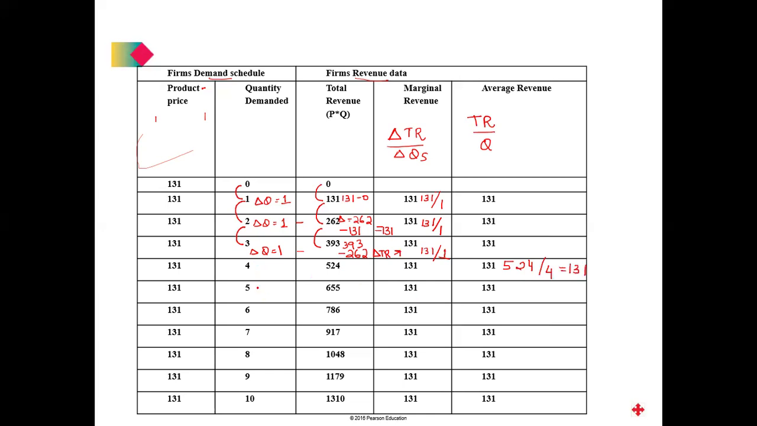The total quantity demanded over here is 5, and our total revenue is 655. So we will divide 655 by 5, and we will get an average revenue of 131. You will also notice over here that the average revenue remains the same, which is 131. So the observation that you can make in this table is that the price is the market price, which is 131, and this price is the same as marginal revenue, and marginal revenue is the same as average revenue.